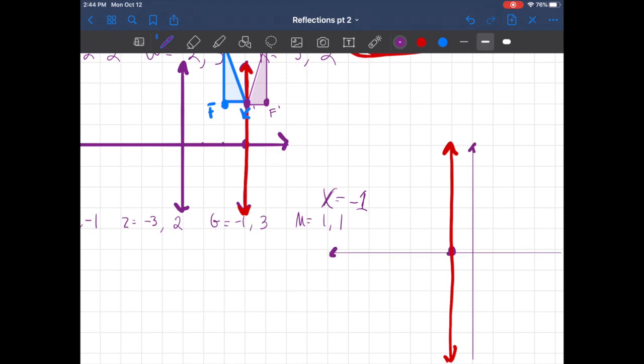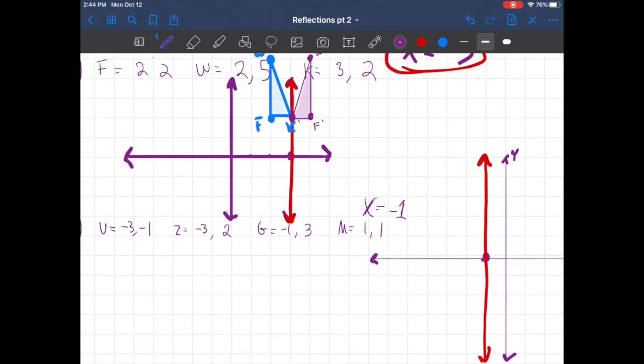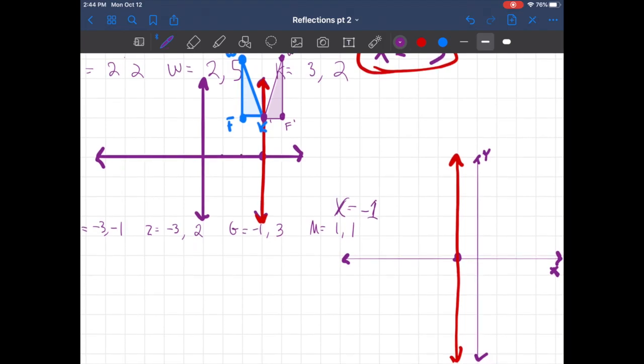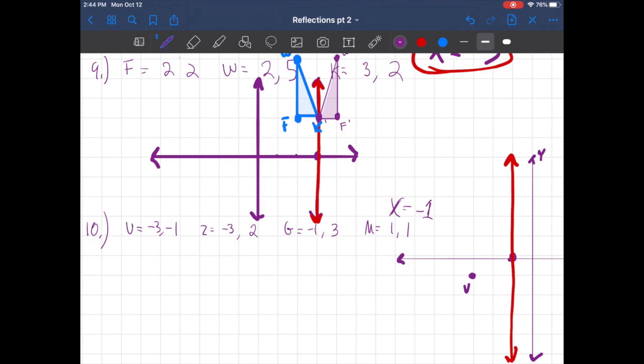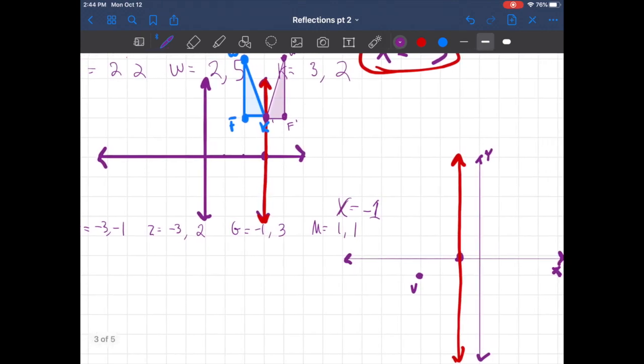Okay, let's label everything. So that's x, that's y. All right, let's plot some points down. We have -3 and -1. It's 1, 2, 3, -1. That is my point V. I have -3 and 2. 1, 2, 3, and 2. So that's right there. And there's my letter Z.